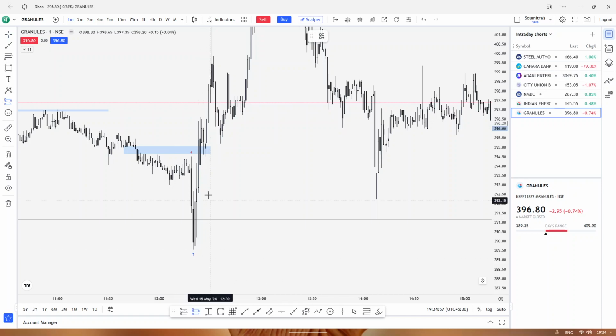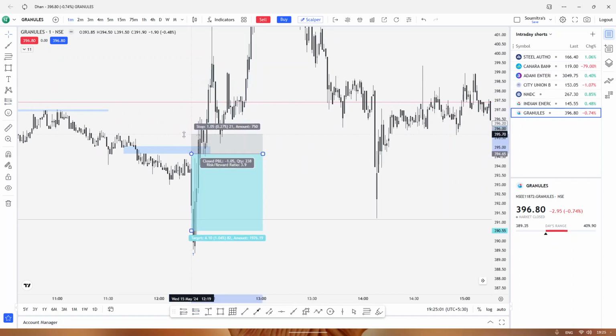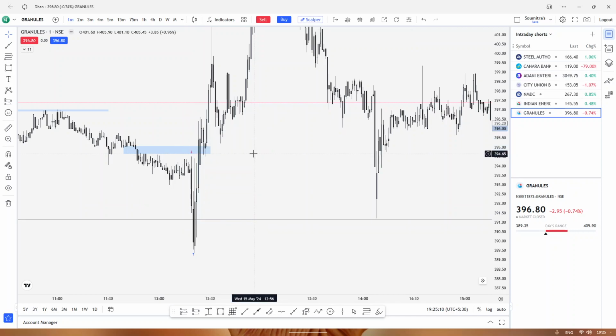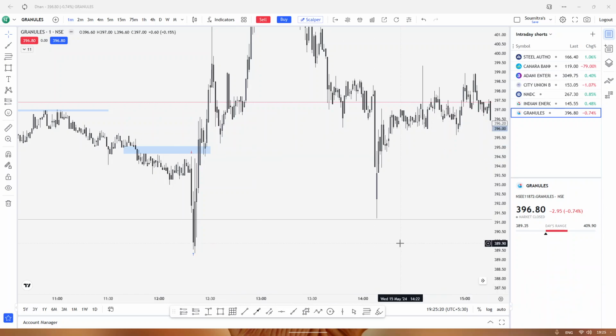So this was a 3:1, I think is 3:1 trade. So the previous trade was a break even, and then this one is a 3:1. So overall it was a profitable day.